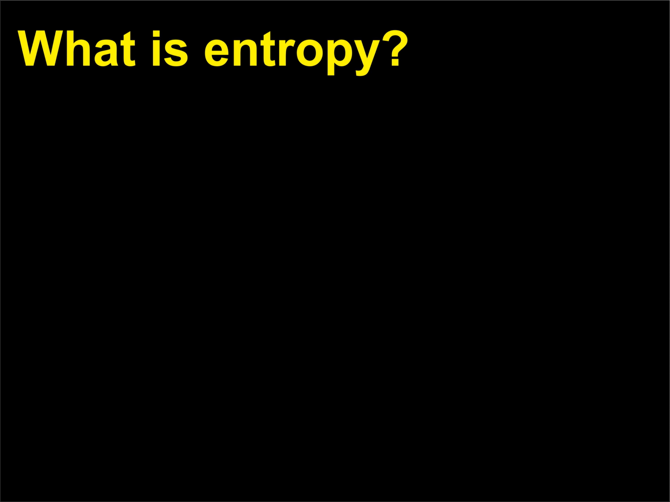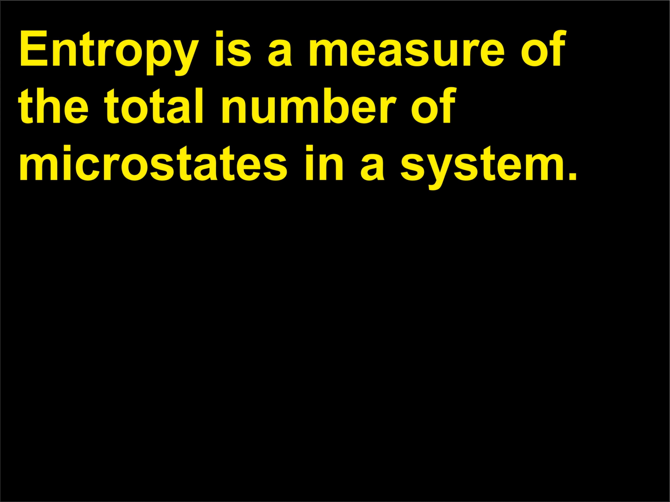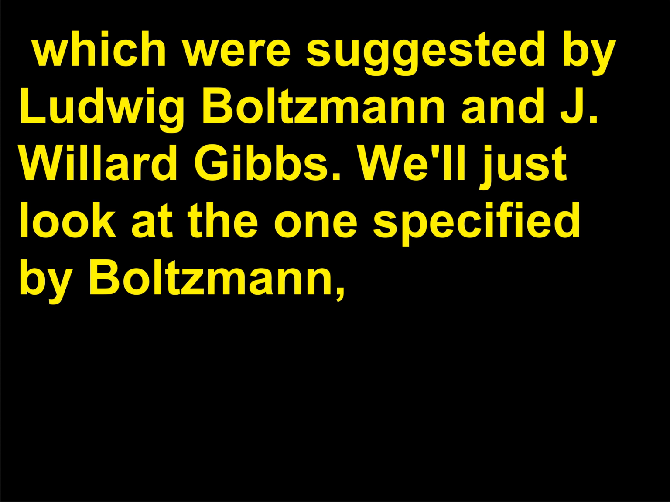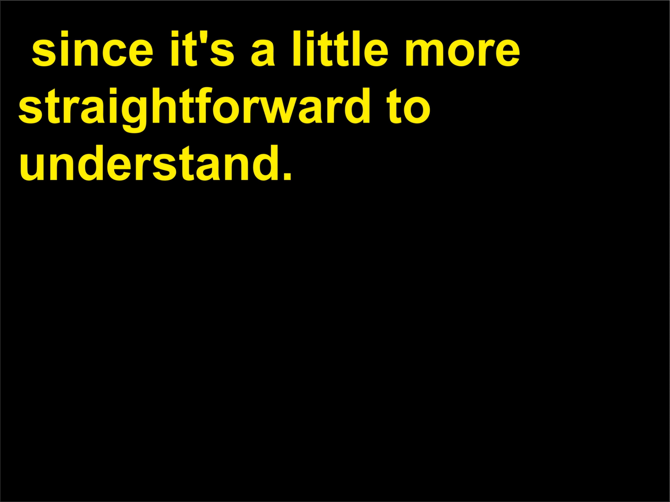What is entropy? Entropy is a measure of the total number of microstates in a system. There have been 2 widely used definitions of entropy, which were suggested by Ludwig Boltzmann and J. Willard Gibbs. We'll just look at the one specified by Boltzmann, since it's a little more straightforward to understand.